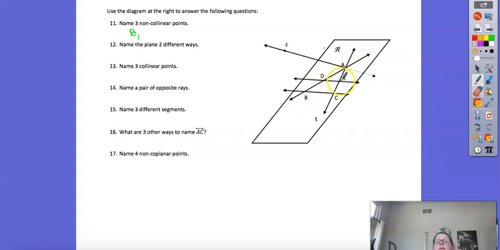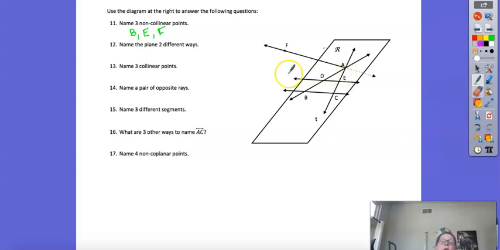If I picked, let's see, E does not live on the same line, and F does not live on the same line. Those are 3 non-collinear points. But if I picked B, D, and A, that would be wrong because they all live on the same line. If I picked C, E, A, that's wrong because they all live on the same line.